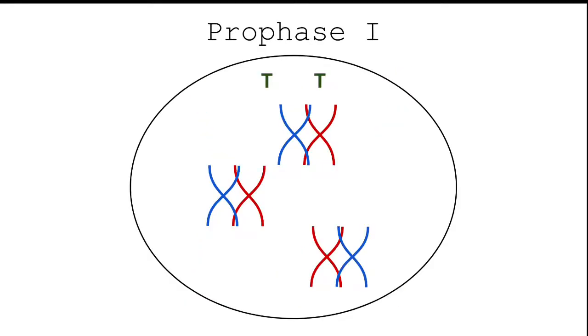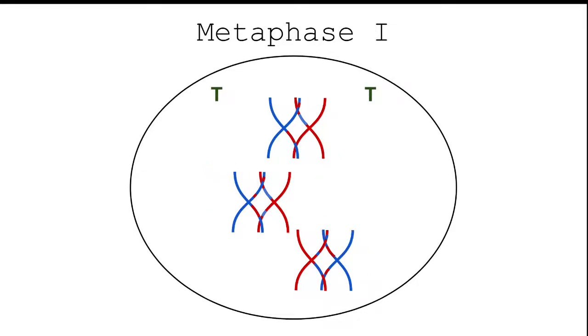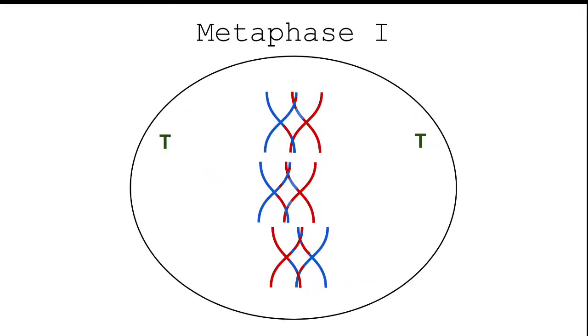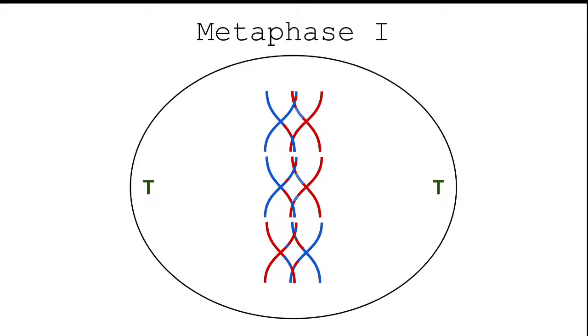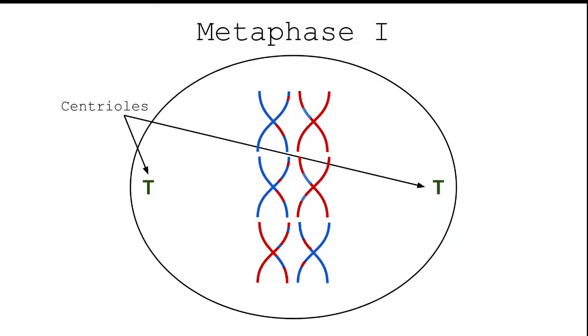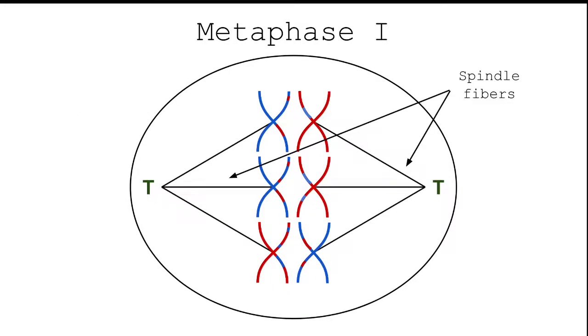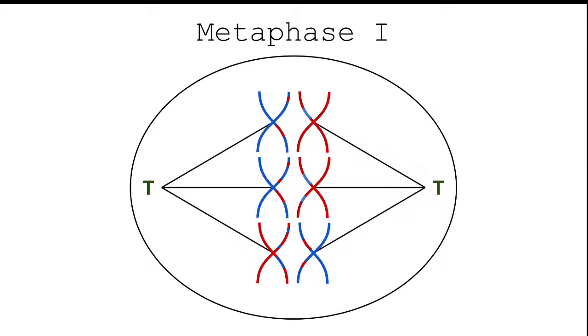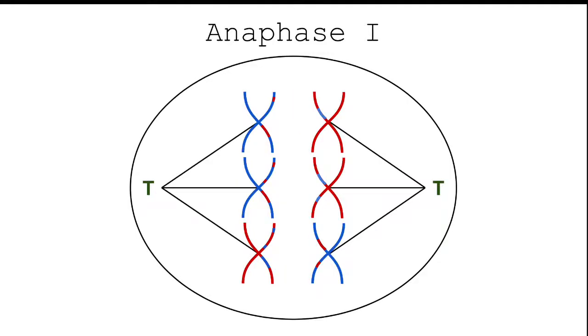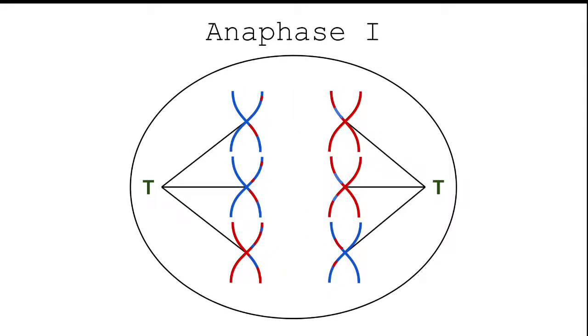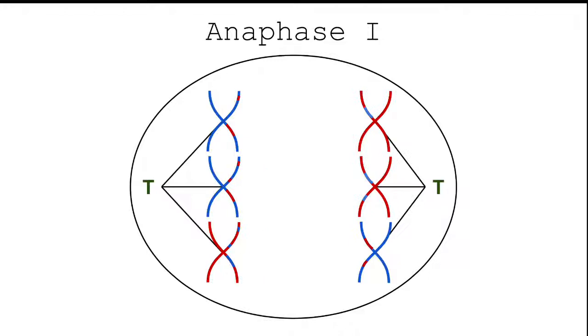It's important to note that the cell right now is diploid, which means it has both its paternal and maternal chromosomes. Now metaphase 1 begins. In metaphase 1, the chromosomes move to the equator, or center, of the cell in 2 lines. The centrioles migrate to opposite poles and spindle fibers form between the centrioles and the chromosomes. After the chromosomes are pulled to the middle of the cell, anaphase 1 begins. In anaphase 1, the newly formed spindle fibers shorten to pull the chromosomes away from each other to the centrioles.